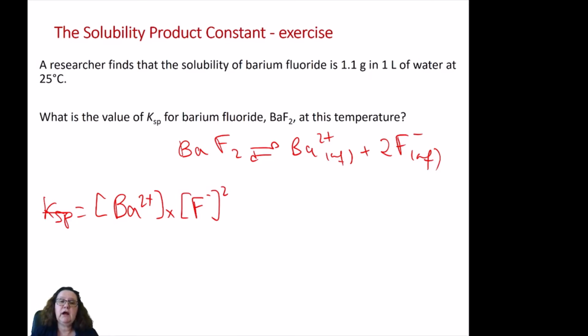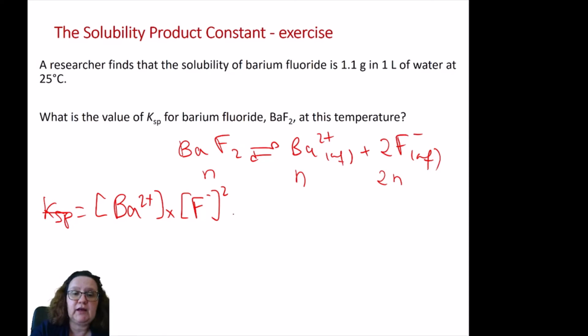And now I need to look at how I can work out the concentration of those 2 ions from the information that the problem is giving me, which is the solubility of barium fluoride in water. And for that, I need to look at what the question is telling me. What the question is telling me is that if I have a certain number of moles of barium fluoride, I will produce the same number of moles of barium 2+ and twice the number of moles of fluoride ions, because in the reaction 1 mole of barium fluoride gives me 2 moles of fluoride ions.